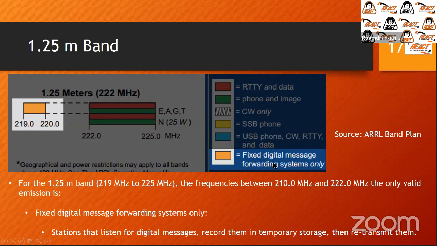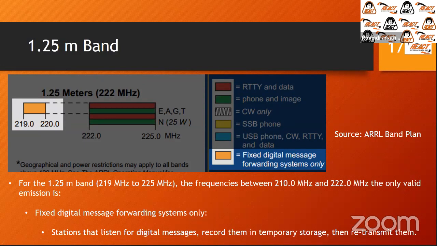I will circulate and forward to the class the ARRL band plan, so you will have all of this information in detail so you can reference it. But this is an excerpt from it that shows that for the 1.25 meter band, in this piece of the spectrum, 219 to 220, you cannot do voice, you cannot do SSB, you cannot do any other type of transmission, but fixed digital message forwarding systems only.